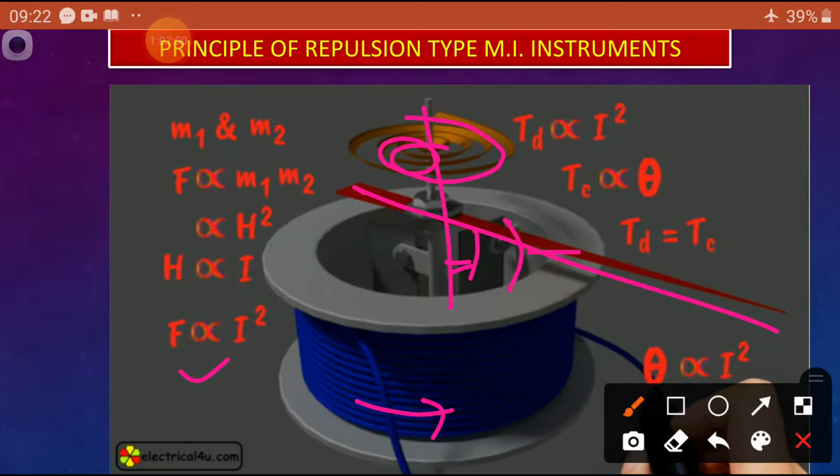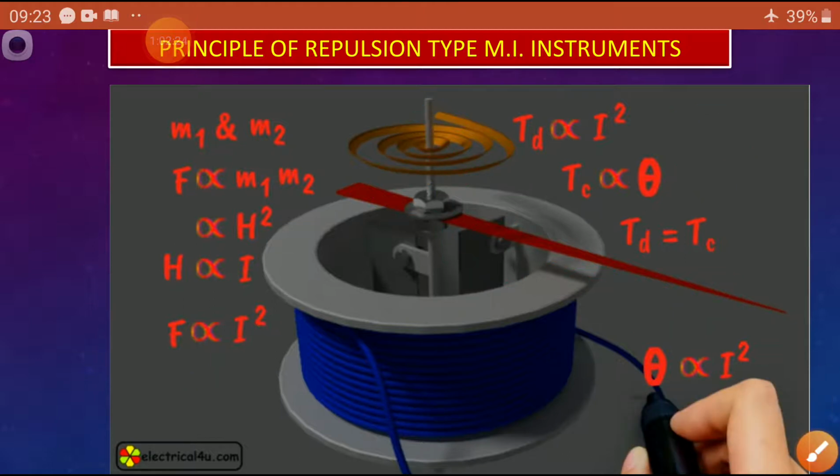Now, the deflecting torque Td is proportional to the square of the current. Whereas with spring control, the controlling torque Tc is directly proportional to theta only. Under equilibrium condition, deflecting torque is equal to controlling torque. At that condition, theta is directly proportional to the square of the current. So once again, the scale is non-linear. It is cramped at the starting and ending.